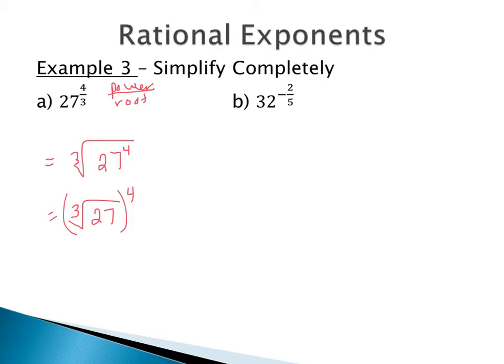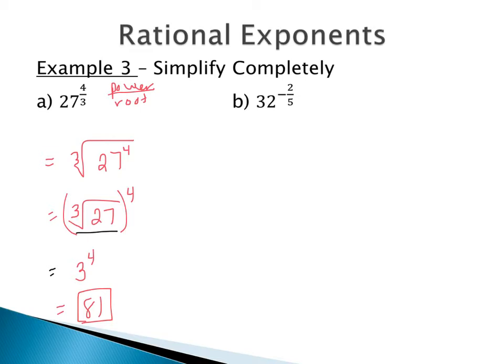Either way, from here, we just want to evaluate this. Working inside our parentheses, the cube root of 27 would just be 3, still raised to the 4th power, and then 3 to the 4th is going to be 81. So 27 to the 4 thirds power is really equal to 81.